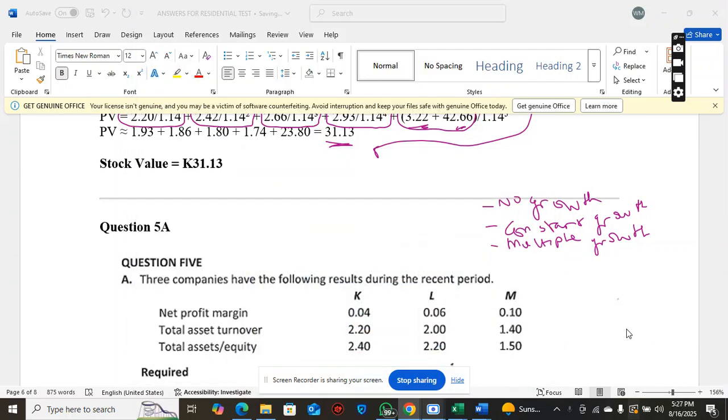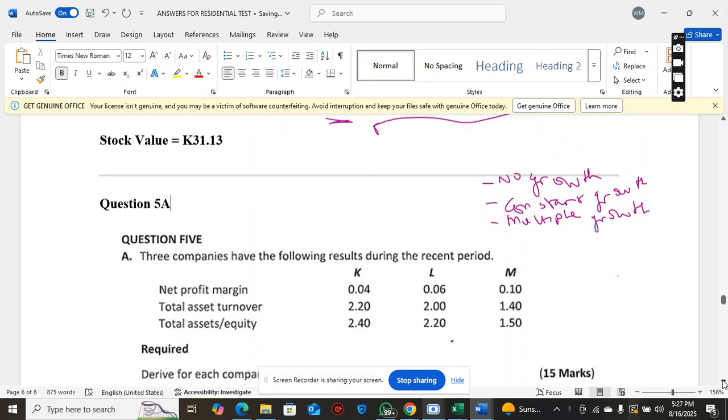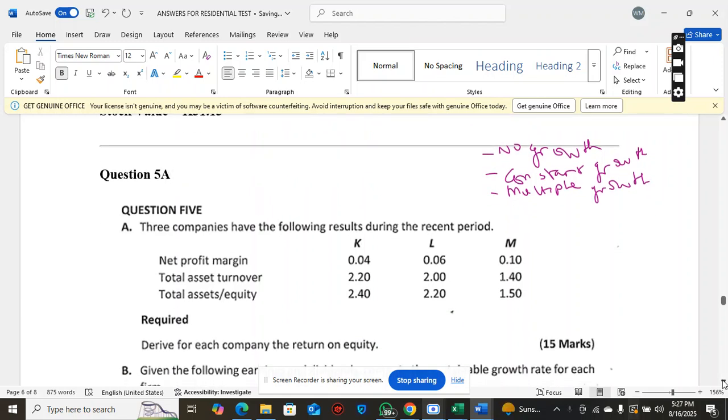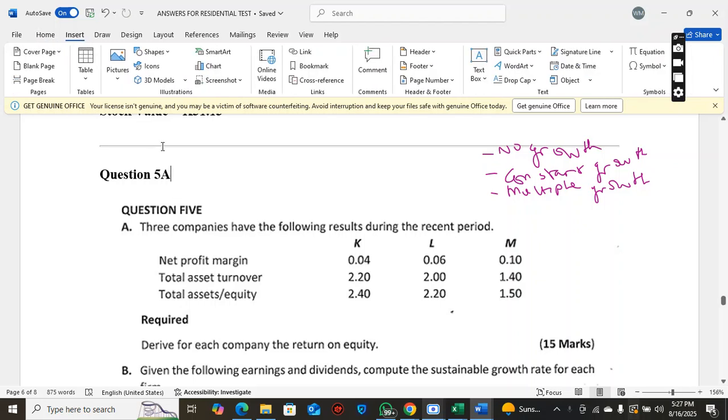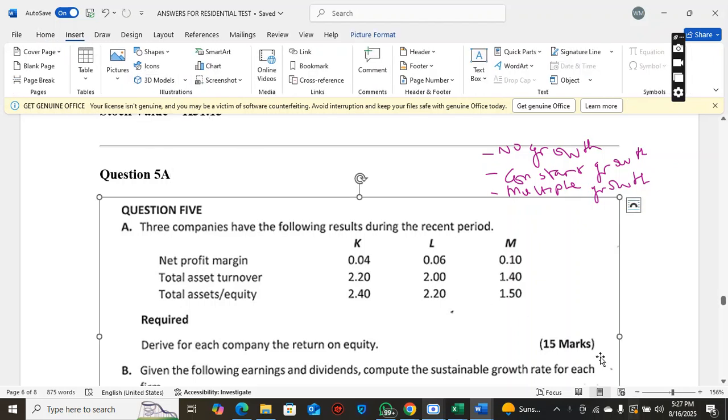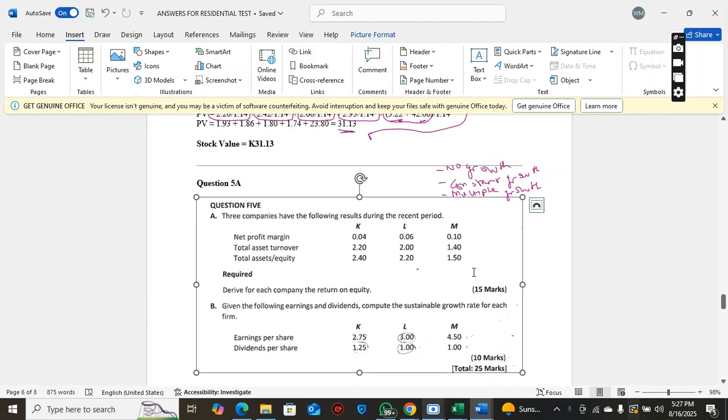Okay, we have a question here. It says three companies have the following results during the recent period: net profit margin, total asset turnover, assets over equity. Derive for each company the return on equity. So, before we derive this return on equity, we need to understand what these terms mean.